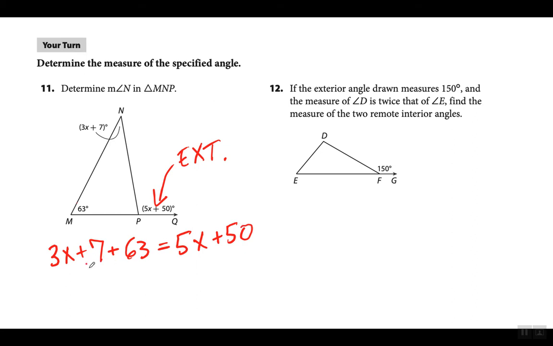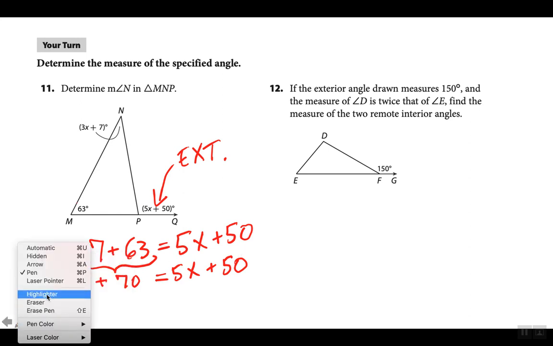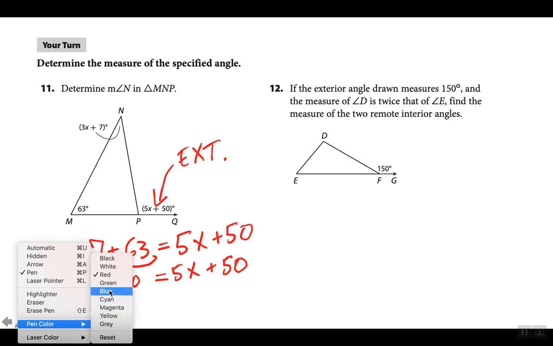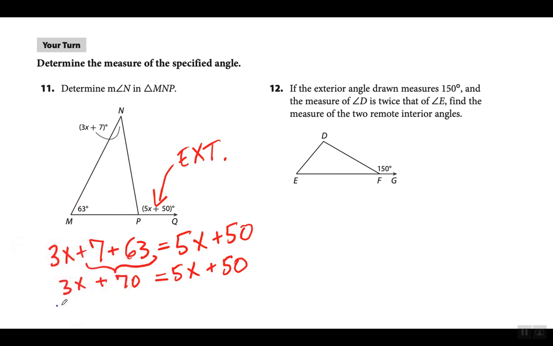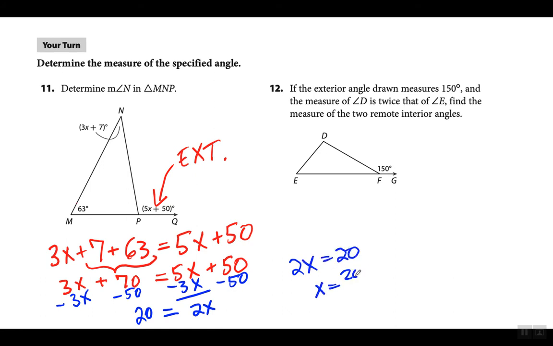Alright, so now just basic algebra. Combine like terms. Combinen los términos iguales. 3x plus 70 equals 5x plus 50. Alright, now let's get all the terms with x on one side and all the terms that don't have x on the other side. So if I move 3x to the right by subtracting, I'll have 2x. And if I move 50 to the left, I have 20. So 2x equals 20. That means x equals 20 divided by 2. That means x equals 10. X es igual a 10.